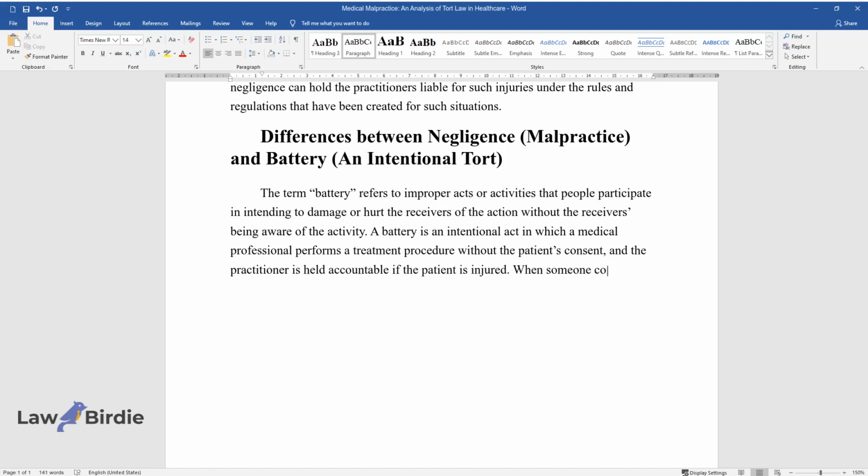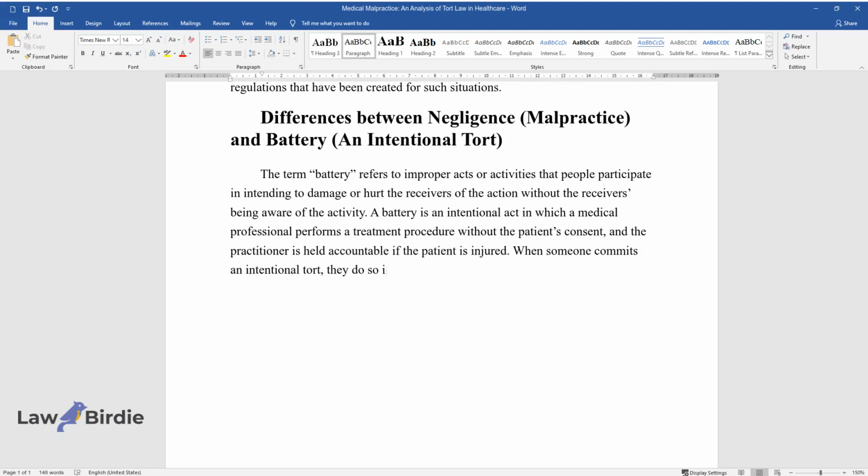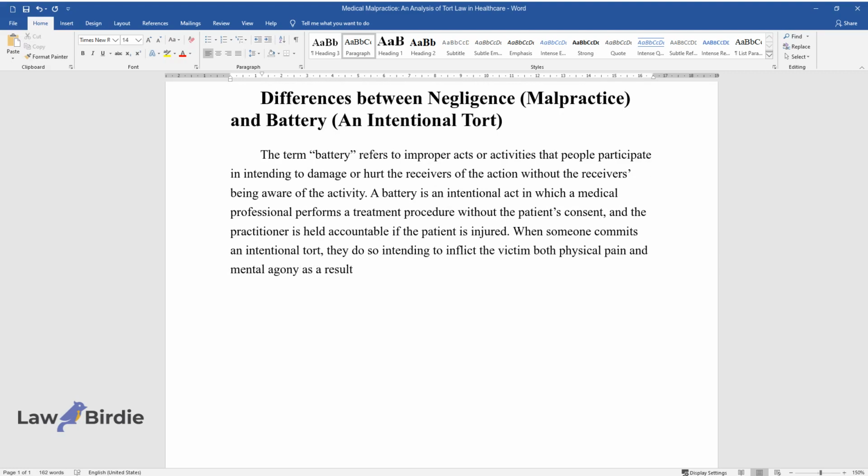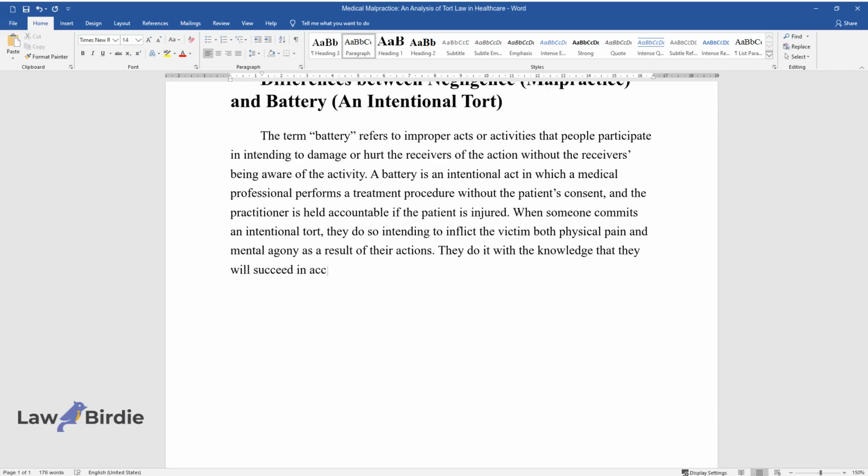When someone commits an intentional tort, they do so intending to inflict on the victim both physical pain and mental agony as a result of their actions. They do it with the knowledge that they will succeed in accomplishing the goal.